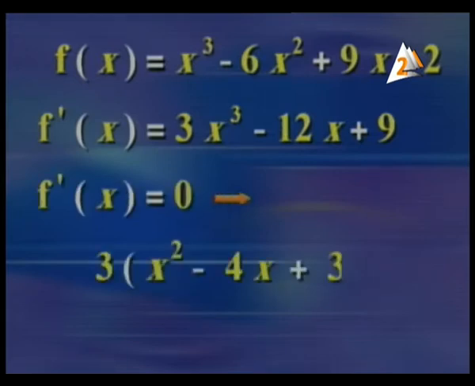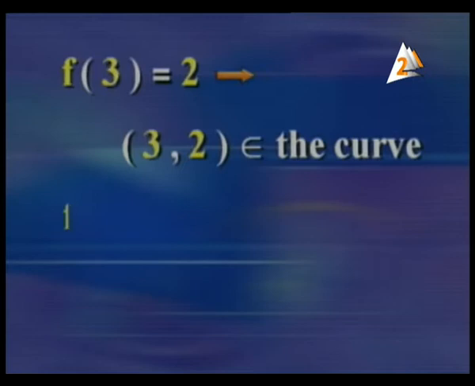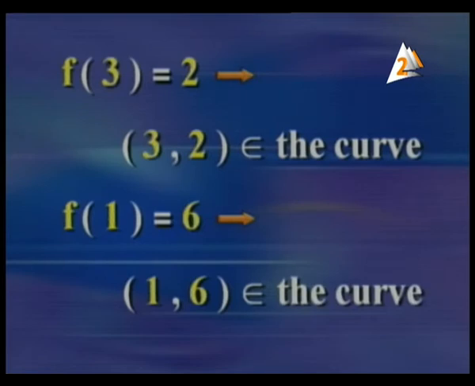Look at the solution. At first, f of x, dear student, is x to the power 3 minus 6x squared plus 9x plus 2. What is the differentiation? Yes, 3x to the power 2 minus 12x plus 9. F dash x equals 0 by factorization. The answer is x equals 3, x equals 1. We find f of 3 equals 2, then (3, 2) belongs to the curve. F of 1 equals 6. By substituting 1 in the function it equals 6, then (1, 6) also belongs to the curve.